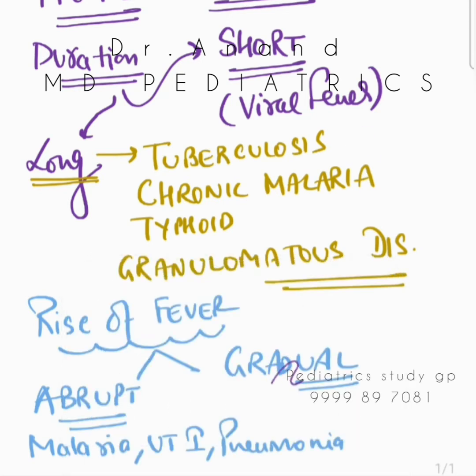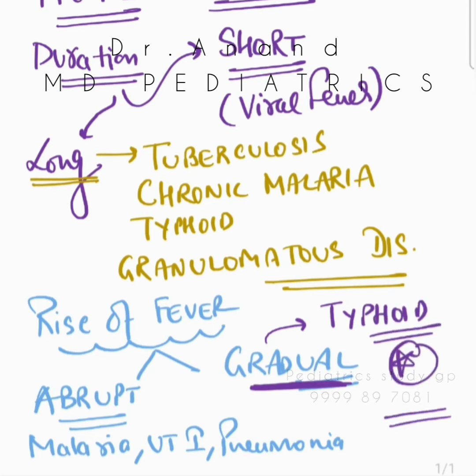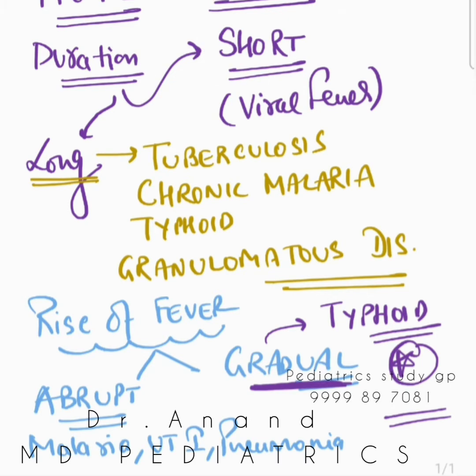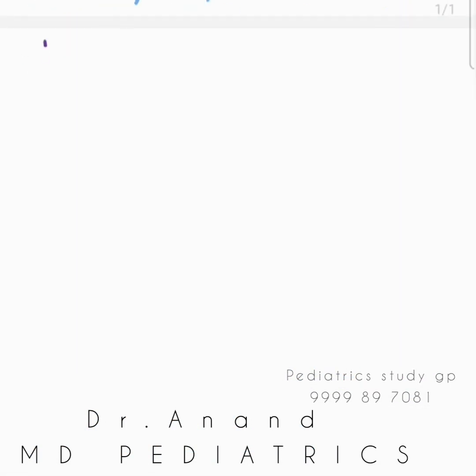But a gradual onset of fever, anyone? Again, pause the video, think what do you think? So the answer is typhoid fever. Yes or no? Step ladder pattern of fever, gradual onset. Typical example is typhoid fever. Okay, so fever duration is over, and abrupt and gradual onset is over.